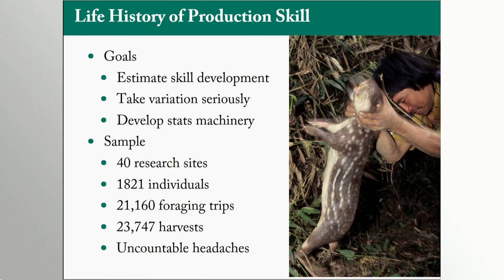The goal, as I've tried to explain, is to estimate skill development across age. We take variation very seriously. There's variation among individuals as well as across age, and we want to be able to distinguish those two things as a first-order problem. There's also variation across places.